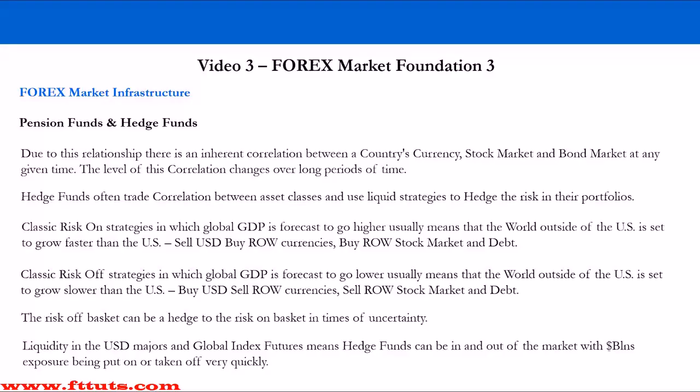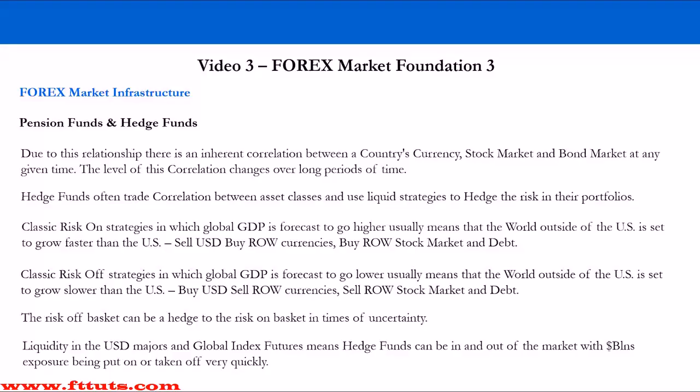So a classic risk on strategy in which global gross domestic product is forecasted to go higher usually means that the world outside of the United States is set to grow faster than the United States, because obviously the United States is a very mature economy as the world's leading economy. And a classic risk on strategy in this scenario would be to sell US dollars and buy rest of world currencies, rest of world stock markets, and debt.